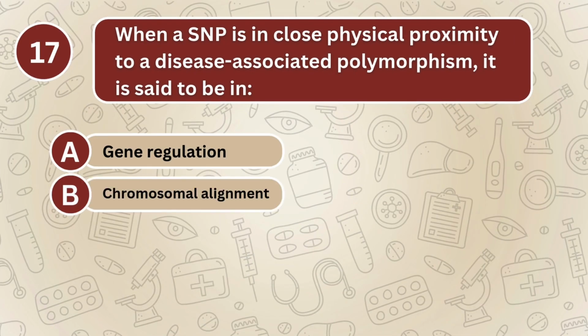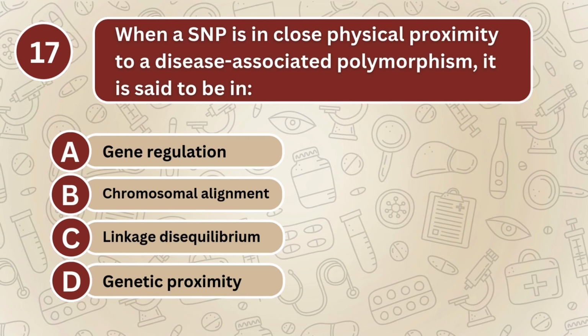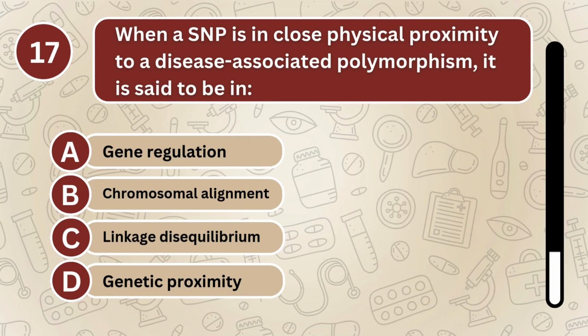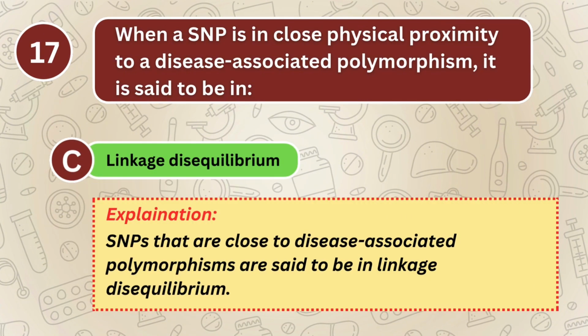When a SNP is in close physical proximity to a disease-associated polymorphism, it is said to be in A, B, C, or D. Correct answer is C, linkage disequilibrium.